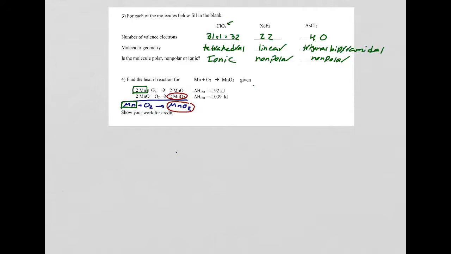Is it on the right side? Yes, it's on the correct side. The correct number? No. I only want one MnO2, but this is 2 MnO2. And if you remember, I gave you a hint in lecture, and the hint was, don't worry about oxygen. Don't worry about O2. They have a way of kind of canceling it out, and it ends up working out. So don't worry about O2. Worry about the rest of them.